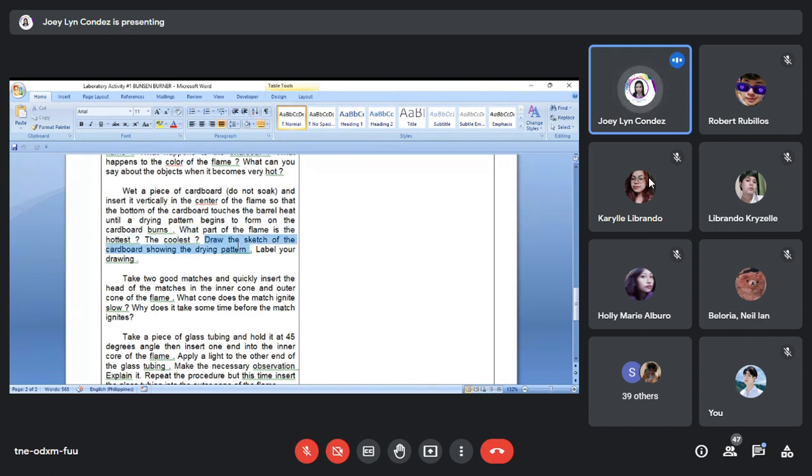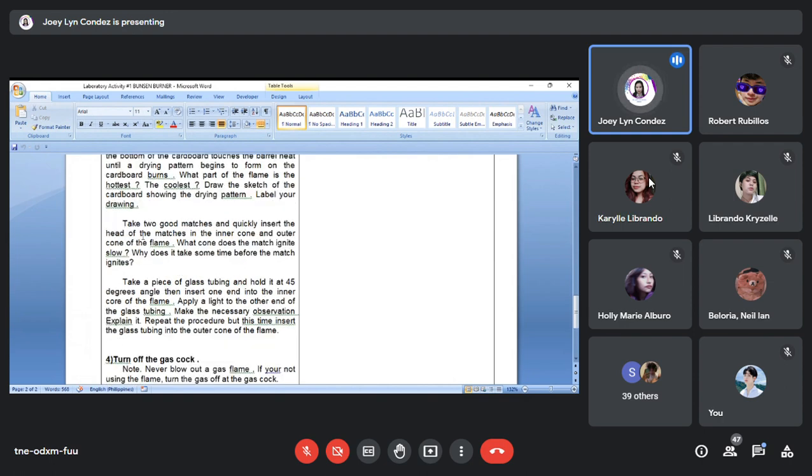Okay, draw the sketch of the cardboard showing the dry pattern. Label your drawing. So you draw the cardboard here, then you label which part of the cardboard is dry, and which part is wet. Okay? So, on that dry part of the cardboard, which flame is there? Outer cone of the flame or inner cone? That is why you need to label it. Okay? So that you can compare which is hotter, the outer cone of the flame or the inner cone.